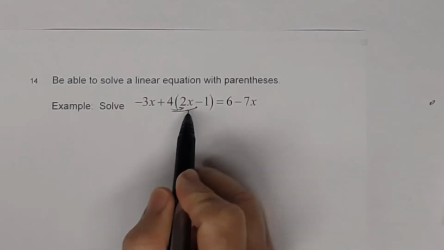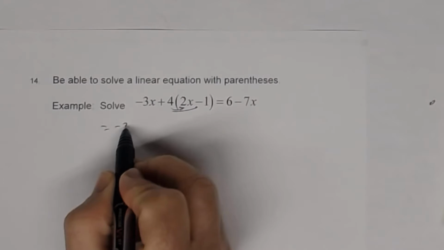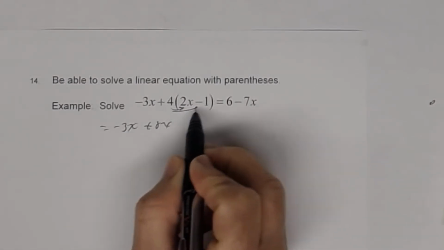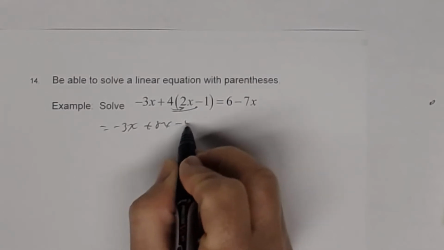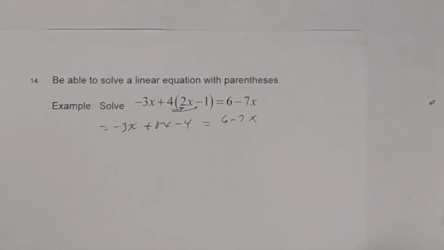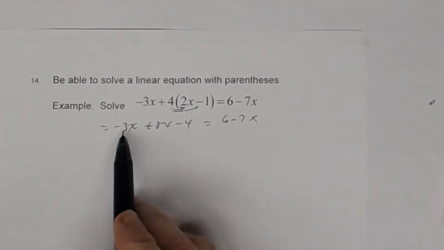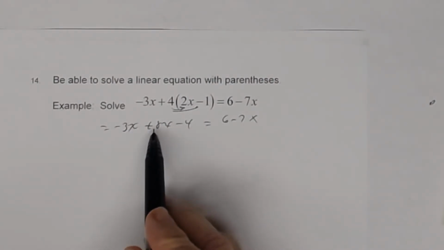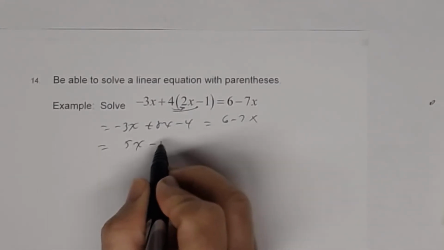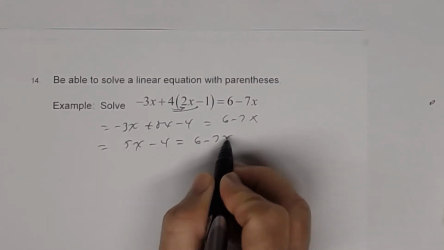This is a positive 4. And so this becomes negative 3x. 4 times 2x is 8x. And then 4 times negative 1 is a negative 4, equal. And then on this side, I just have 6 minus 7x. Combining like terms, a negative 3x and 8x is 5x. So you got 5x minus 4 equals 6 minus 7x.